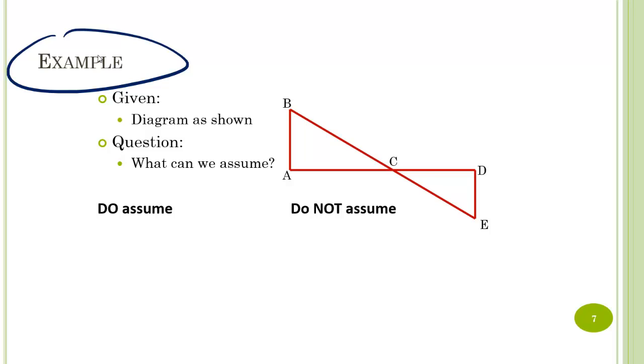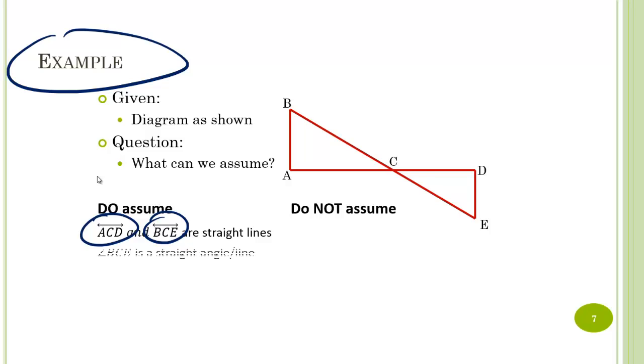So, things we can assume. We can assume that line ACD and line BCE are straight lines. You are almost never going to use 3 letters to write the line. Typically, you only need to use 2. The only reason I included C is because of the betweenness that we covered in this section. But typically you're only going to use 2 points to note a line.